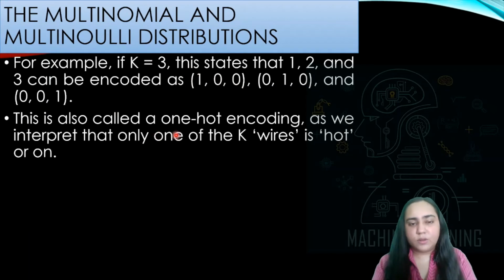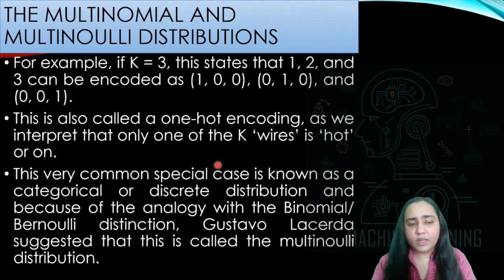This is also called one-hot encoding because we interpret that only one of the k wires is hot or on. Okay, and it's a very common special case, which is known as a categorical or discrete distribution. And because of the analogy with the binomial and Bernoulli distinction, Gustavo Lacerda suggested that this should be called the multinoulli distribution.